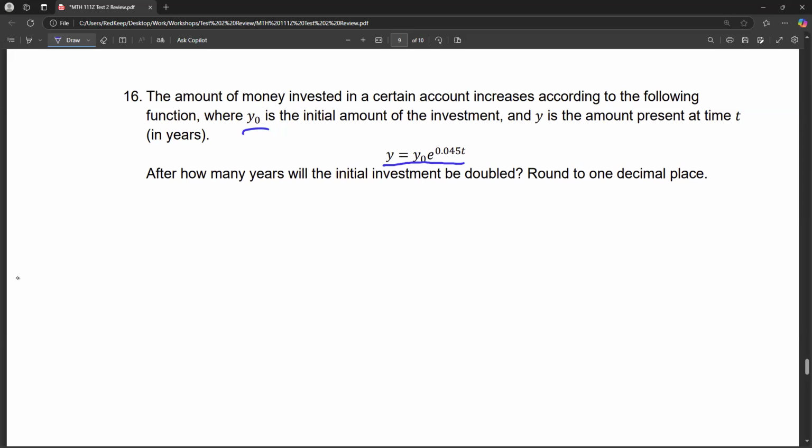It might be advantageous to first think about what it means for this investment to double. For example, if the initial amount was $10 invested, what would be double of $10? My 10 looks a little scribbly. What does doubling $10 mean? That means it turns into $20.